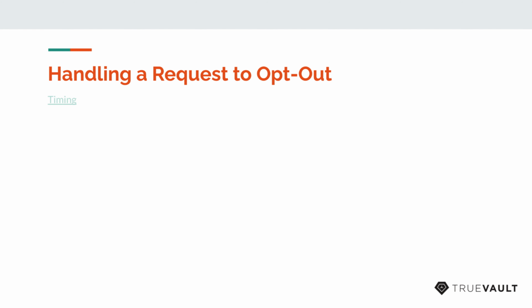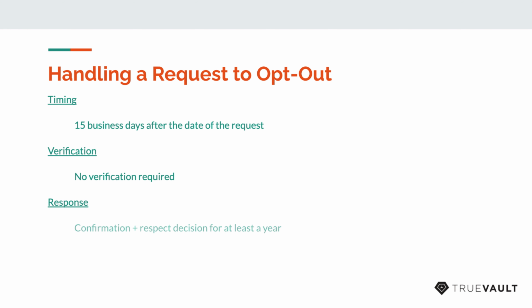A business must respond to a request to opt out as soon as it can, but no later than 15 business days after the date of the request. A request to opt out does not require verification. However, if a business has a documented reason to believe that a request is fraudulent, it can deny the request. A business must confirm to a consumer that it has opted the consumer out of any selling of information.